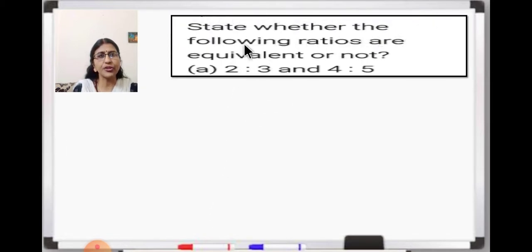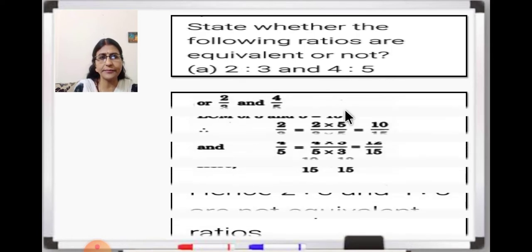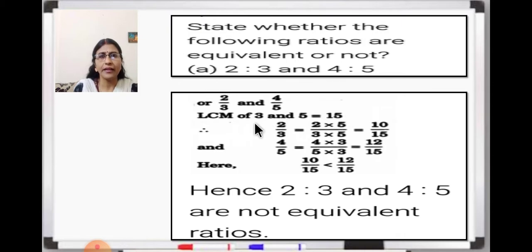Now next type of question: state whether the following ratios are equivalent or not. So you have to compare these two and find out whether they are equivalent or not. Here this one is 2 is to 3 and this one is 4 is to 5. So let us see how to do this. This is the way you have already learned, so we are just revising it.